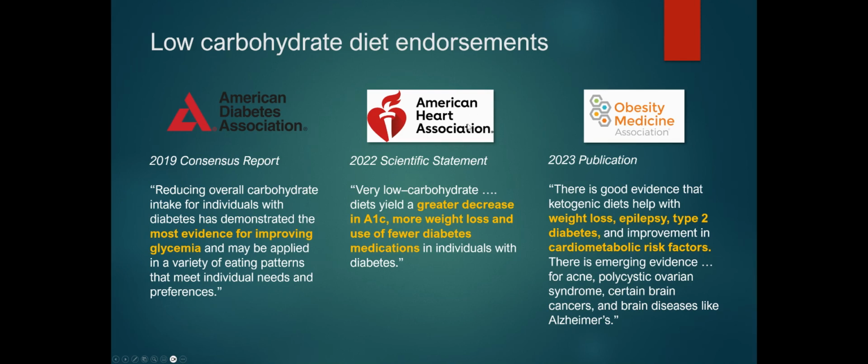The American Heart Association in 2022 released a statement saying a very low carb diet yields a greater decrease in hemoglobin A1C, more weight loss, and fewer diabetes medications in individuals with diabetes. And the Obesity Medicine Association, which I am a part of, is showing good evidence that low carb and ketogenic diets help with weight loss, epilepsy, diabetes mellitus, and improvement in cardiometabolic risk factors, and there is emerging evidence for acne, PCOS, Alzheimer's, and even cancer, brain cancer most specifically.